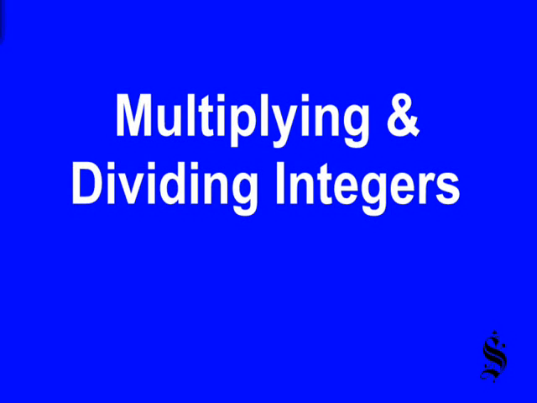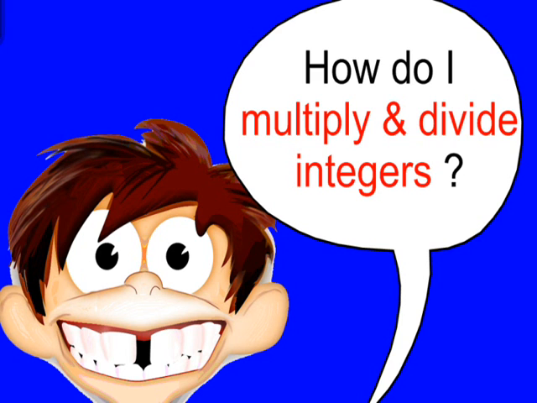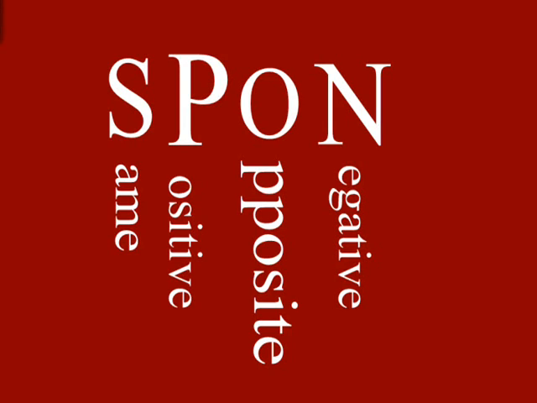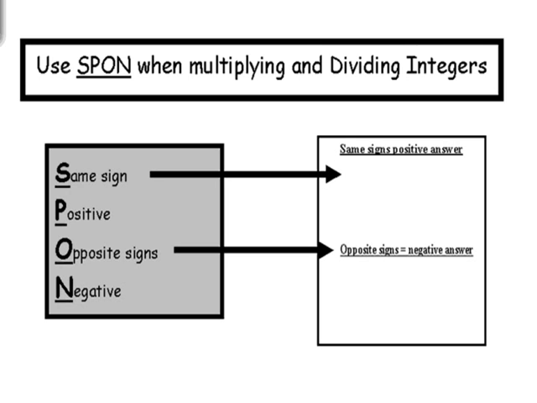Multiplying and dividing integers. Well, how do I multiply and divide integers? Just remember this, SPAN. Same positive, opposite negative. And let me show you what that stands for.